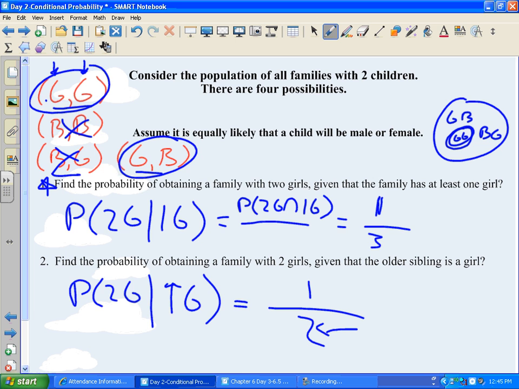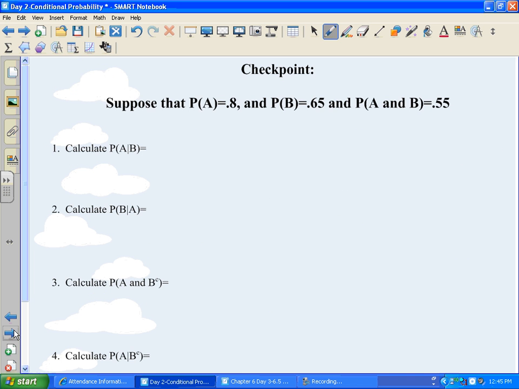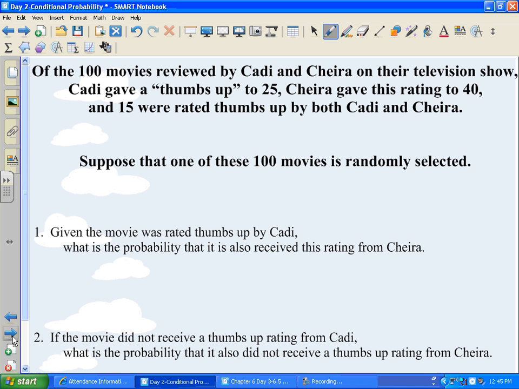All right. Last little bit here. I'm not going to do that. I want to do this one. All right. Of the horror movies reviewed by Katie and Kira on their television show, Katie gave thumbs up to 25. Kira gave this rating to 40. And 15 were rated thumbs up by both Katie and Kira.